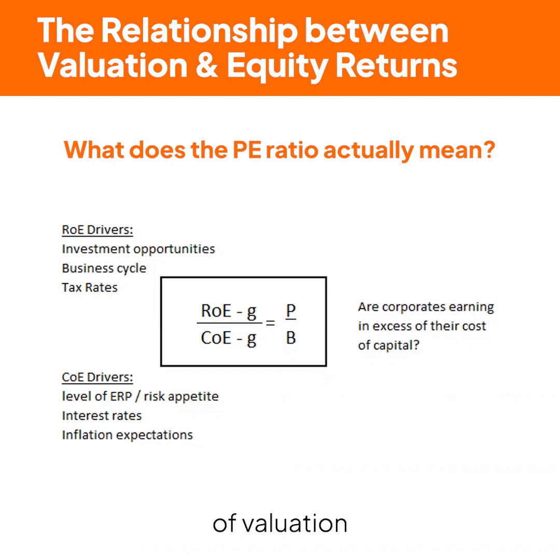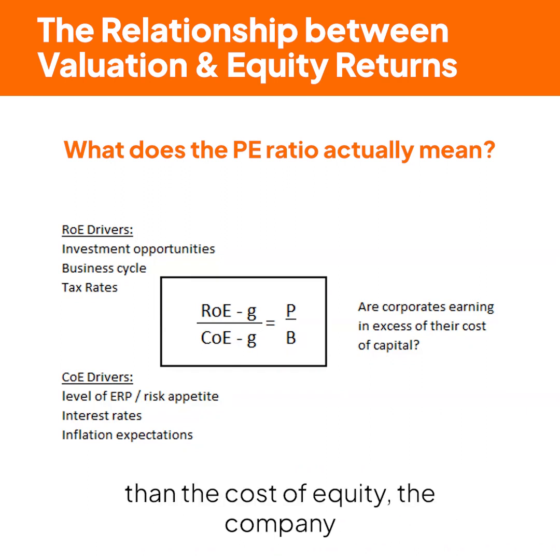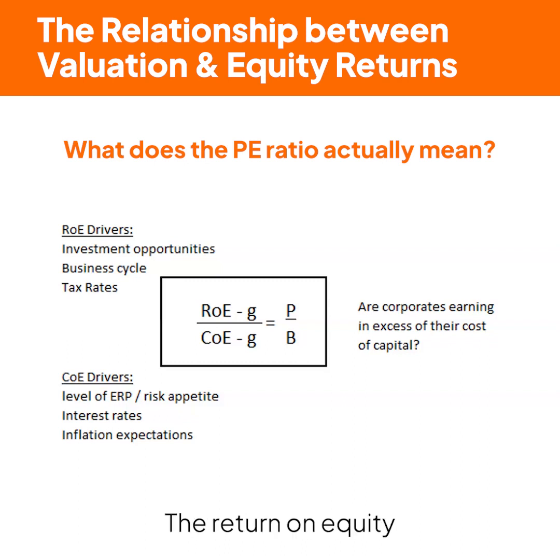Now, the basic construction of valuation multiples rests on whether a company is earning in excess of its cost of capital, i.e. if return on equity is greater than the cost of equity, a company should be trading above its book value. Now, return on equity is a function of growth expectations in the business cycle, the level of investment opportunities for the firm, and the level of tax rates, among other things, while cost of equity is more a function of financial conditions, i.e. the level of interest rates, the inflation backdrop, which will influence monetary policy, credit spreads, which are closely linked to risk appetite, and the market desired level of equity risk premium. So think in basic terms, valuation multiples reflect the balance between growth expectations and financial conditions.